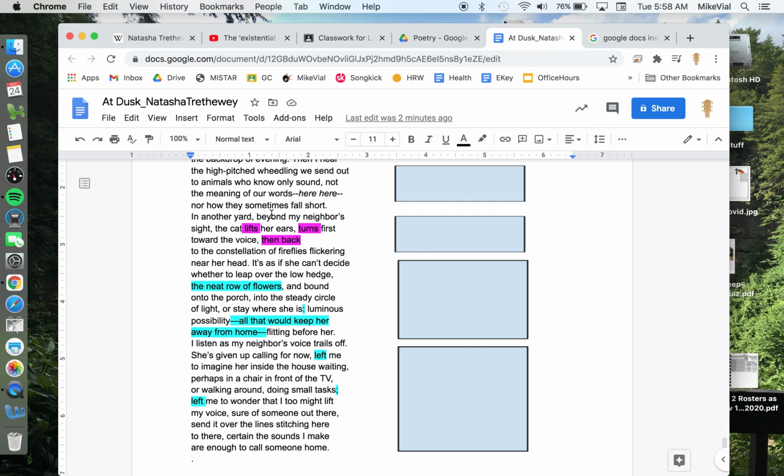In another yard, beyond my neighbor's sight. Here's the actual sentence. The complete sentence is there. The cat lifts her ears, turns first toward the voice, then back to the constellation. Three things. It could just be the cat lifts her ears, period. But the poet has listed out three actions.